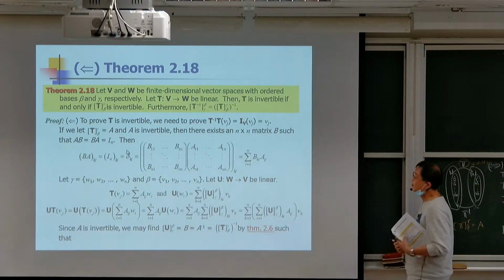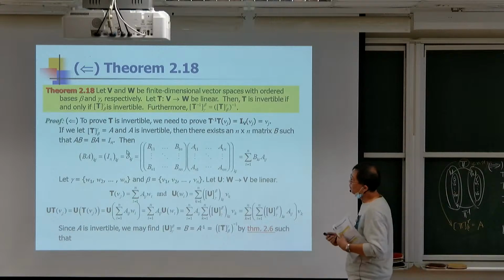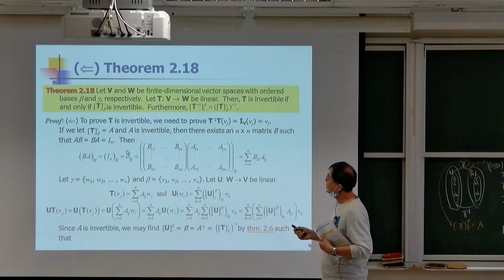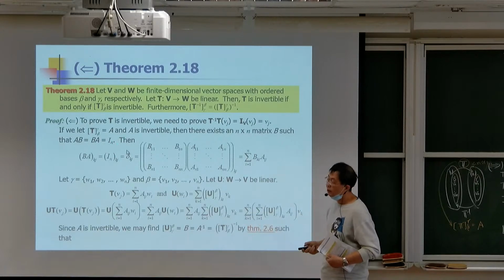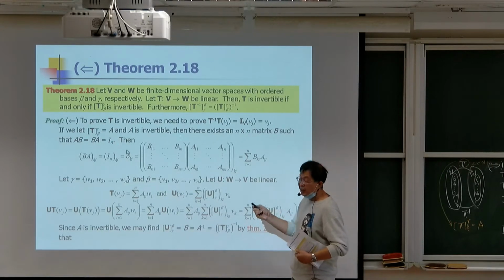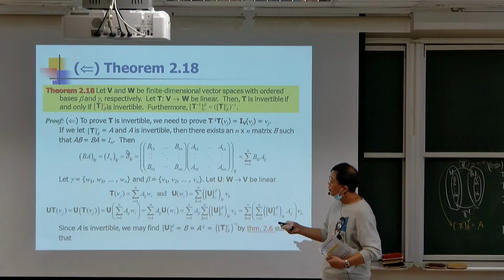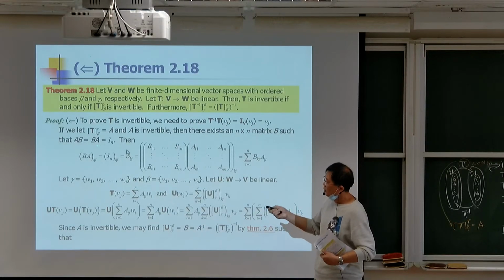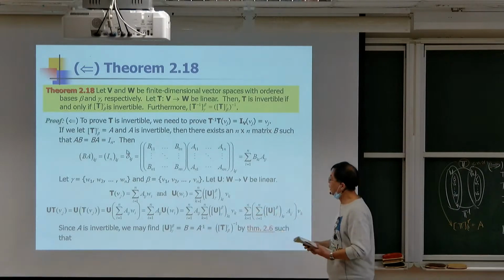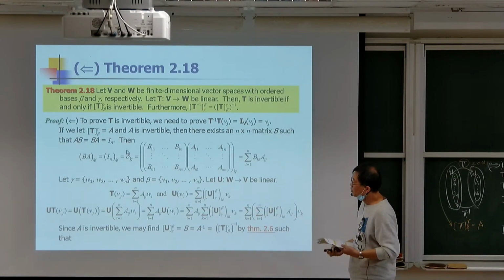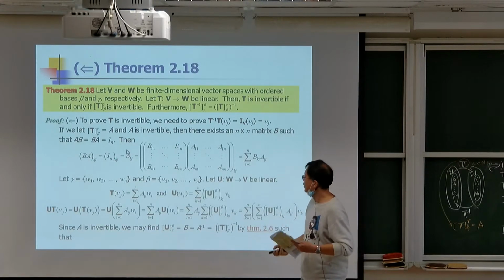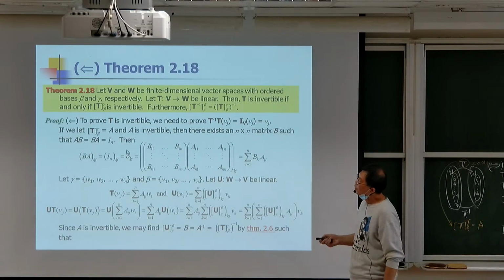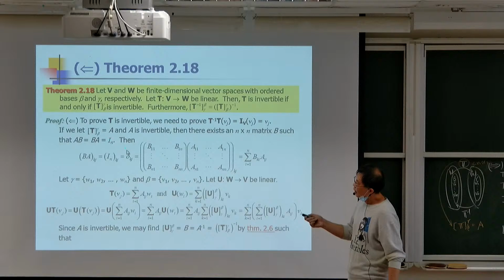Because A is invertible, there exists an n by n matrix B such that AB equals BA equals I_n. Because we know this matrix is invertible, we can find the B matrix, but right now we haven't known what B is. So we need to find what B is. Right now we know AB equals BA equals I_n.